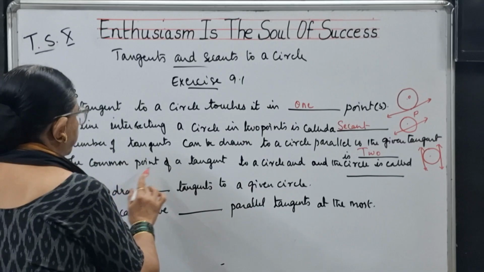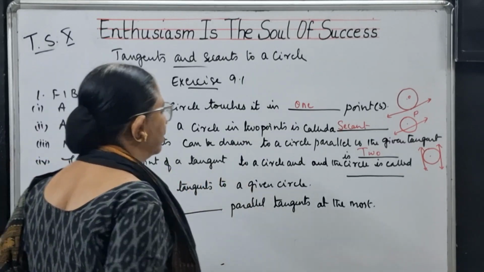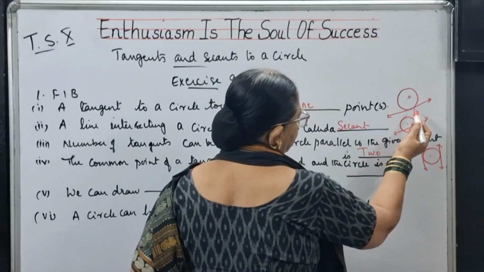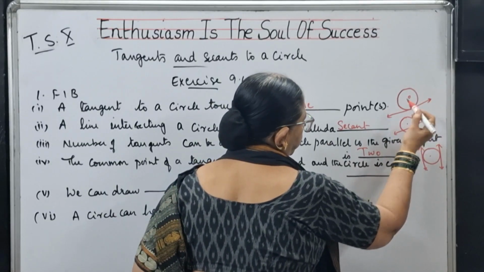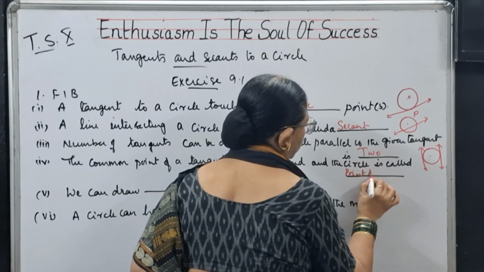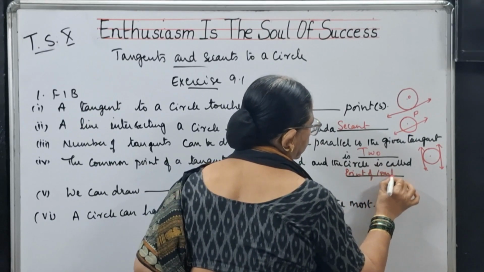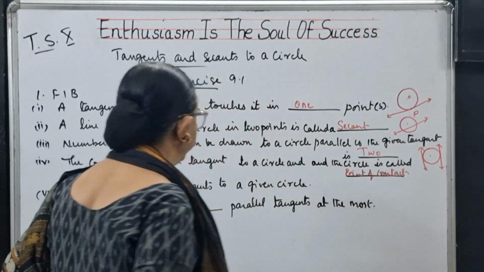Next, a common point of a tangent to a circle and the circle. See, this is the circle, this is the tangent. A common point. This is called the point of contact. The answer is point of contact.